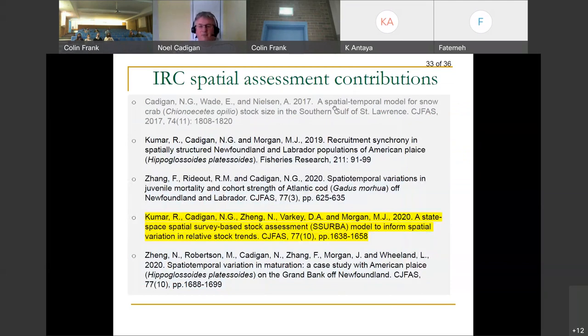The one in gray here wasn't really an IRC contribution, but as far as I know, we have basically four publications, and the one by Rajiv Kumar et al., 2020, is the closest to achieving a spatial stock assessment model. That is something called a spatial survey-based assessment model. I think Rajiv got to the point where it was pretty straightforward to turn this into a full state-based spatial integrated assessment model.